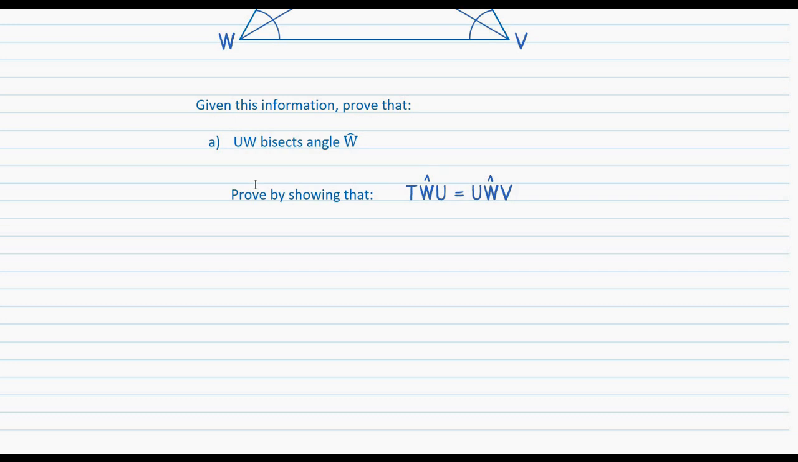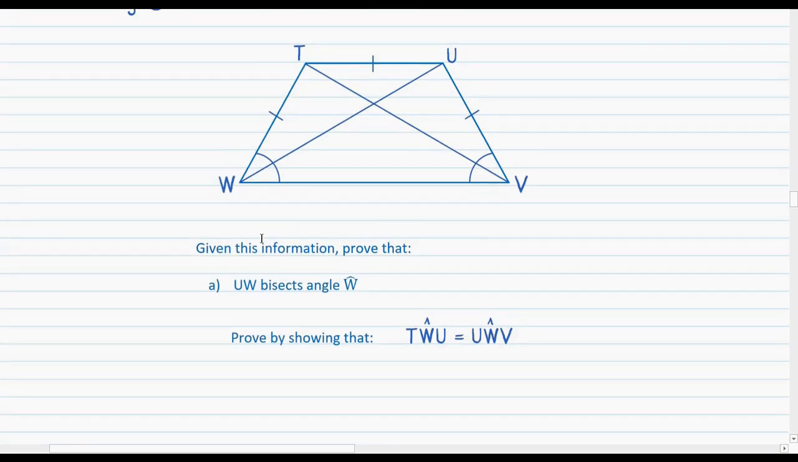So we need to show that TWU is equal to UWV. And here's the strategy to use. First thing is, notice that this triangle, meaning the triangle with the angle TWU, has two sides of equal length. Therefore, it's an isosceles triangle. And in an isosceles triangle, the two angles opposite the equal sides are the same, meaning TWU is equal to TUW, since TW is equal to TU.